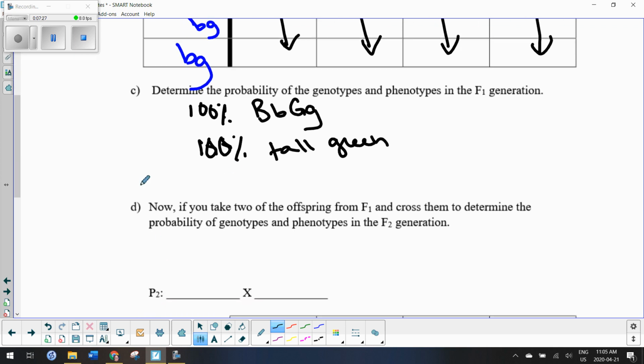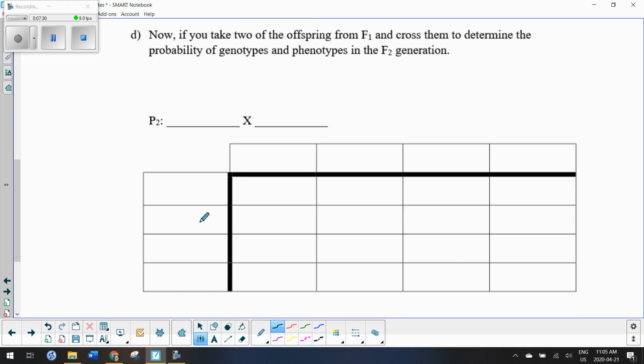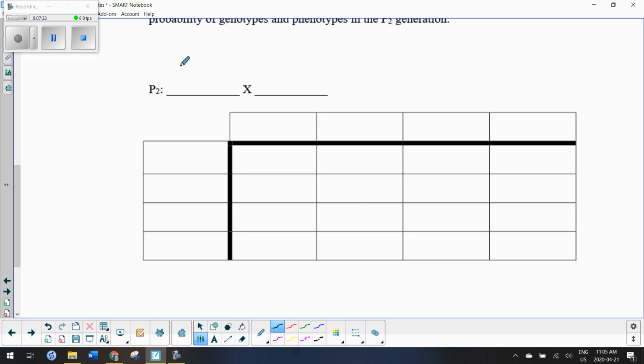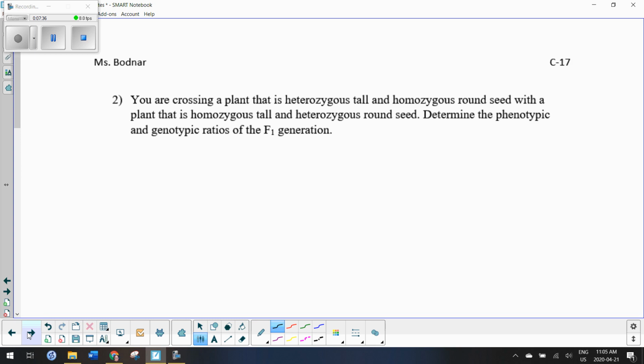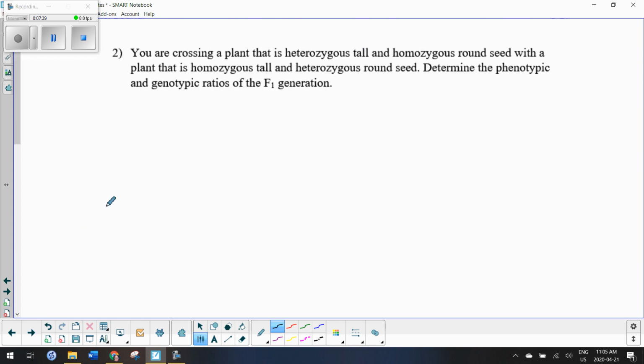Okay, I want you to try D by yourself. I'm going to skip ahead and I'll post the filled in version so that you can see if you've done it right. So I'm going to do number 2 here. So you are crossing a plant that is heterozygous for tall. So I'll stick with B's, heterozygous, big little, with homozygous round seed. Okay, well, is round dominant or recessive? You can read the rest of the question and it might give you a hint on that, or you can use the previous chart. Okay, so I'm just going to read the rest of it because this is what you're going to get on your test.